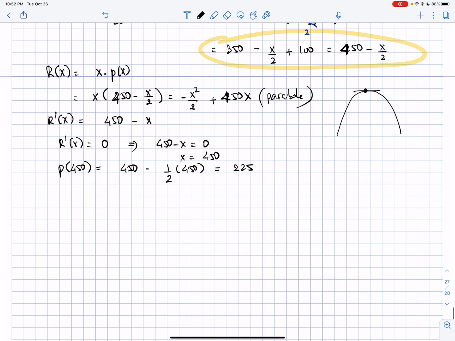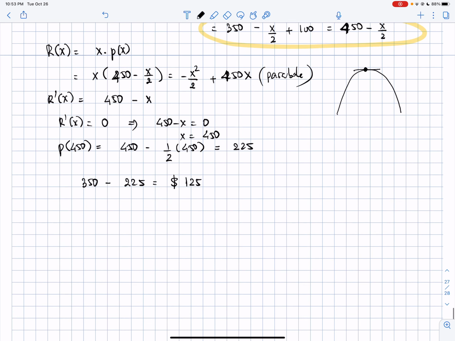To find the maximum debate, we will use the original price minus the new price, which is 225, and we will get the amount of the debate, so 125. That is the maximum debate we should offer, so that we can maximize the revenue.